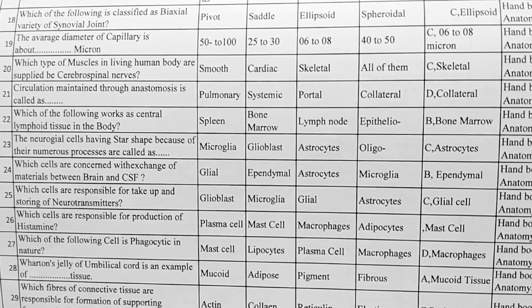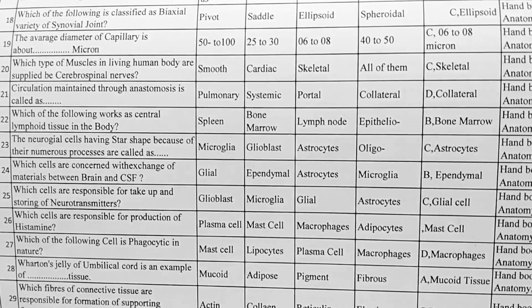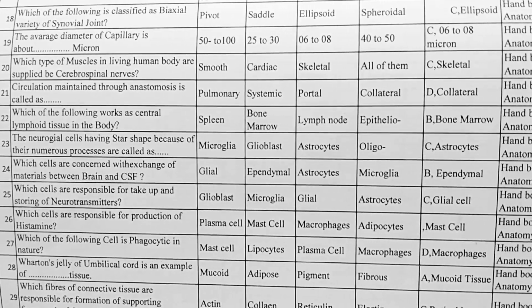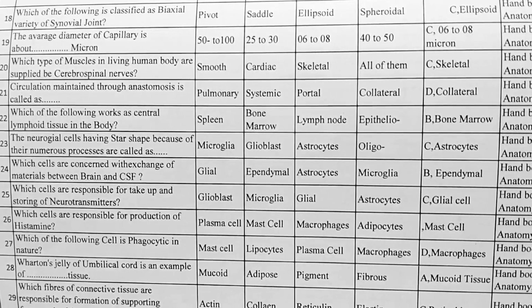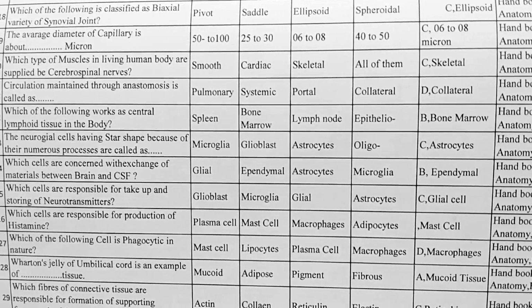Next, Wharton's jelly of umbilical cord is an example of which tissue? Options: mucoid, adipose, pigment, fibrous. Option A is correct, mucoid tissue.